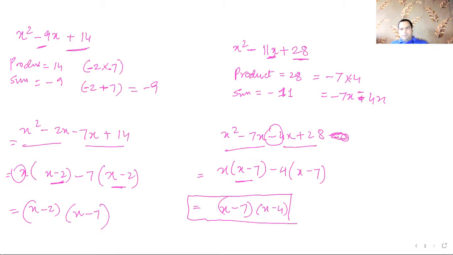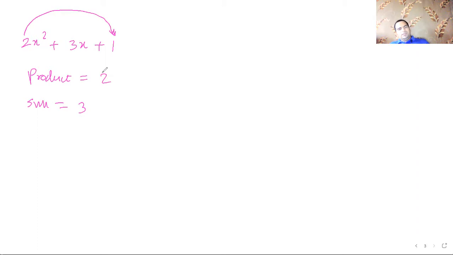For the next one, let's take an example where the coefficient of x squared is not 1. Let's say I have 2x squared plus 3x plus 1. In this case, how do we factor it? If the coefficient of x squared is not 1, the product of the numbers is the leading coefficient multiplied by the constant term. So here the product of the numbers is not 1, but 2. So 2 into 1 should be the product, and the sum should be 3 as it is. Now after that you follow the same steps.